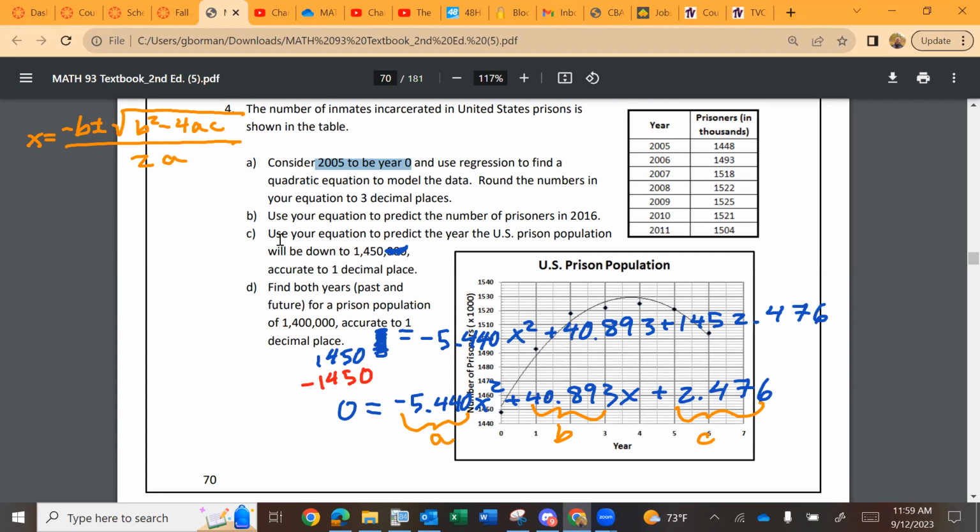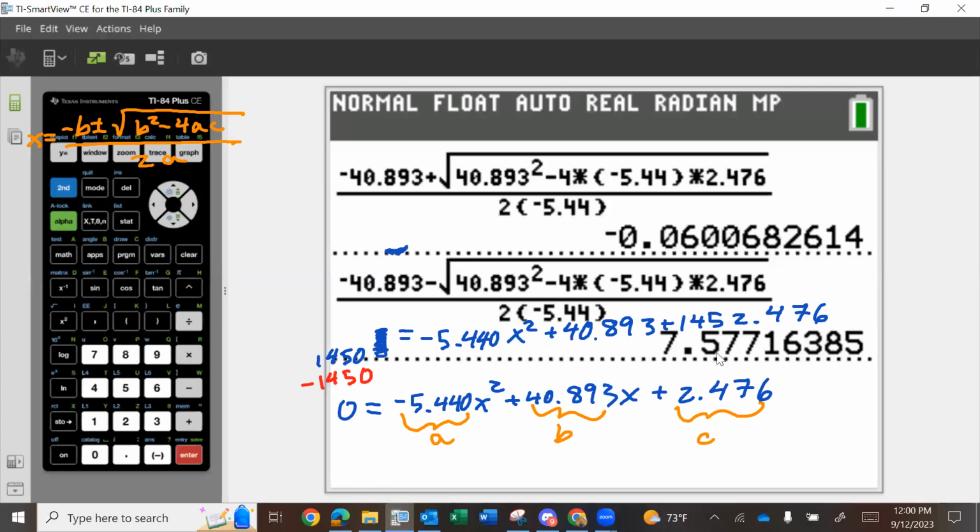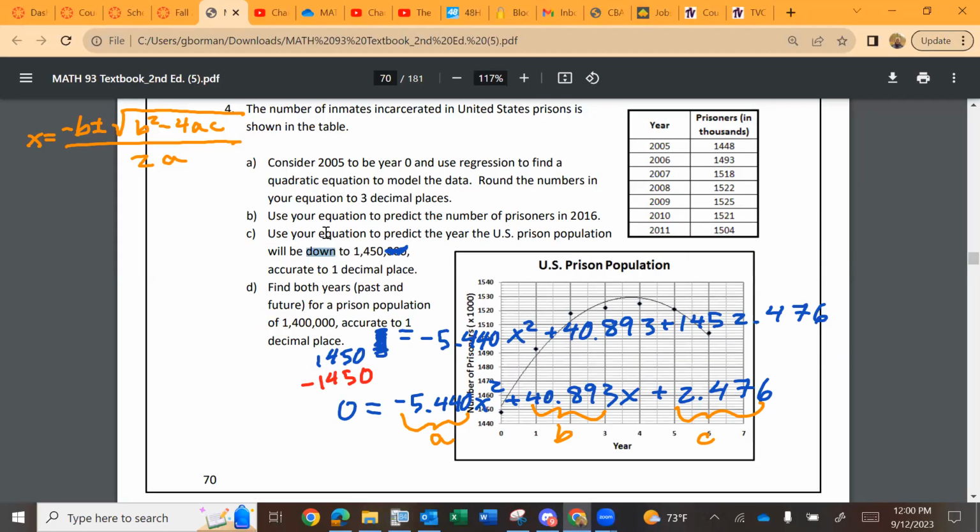But let's look at the wording of part C. It says, use your equation to predict the year the prison population will be down to 1450. Because they only want a single year. Well, when will it be down to that? That'll be down over here when the function is coming down. Not over here, but over here where the function is coming down. So that'll be our second answer, which would be the year 7.6. So about halfway through year number 7. Year number 7 is going to be the year 2012. But it says to 1 decimal place, so you would just say year number 7.6 for part C.